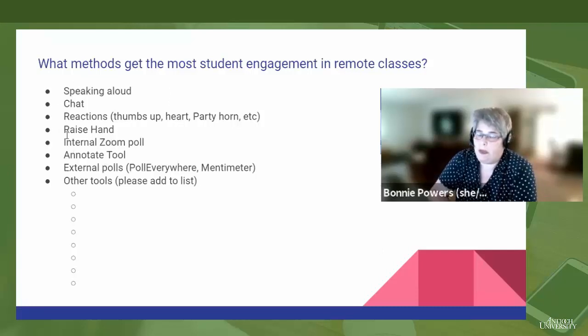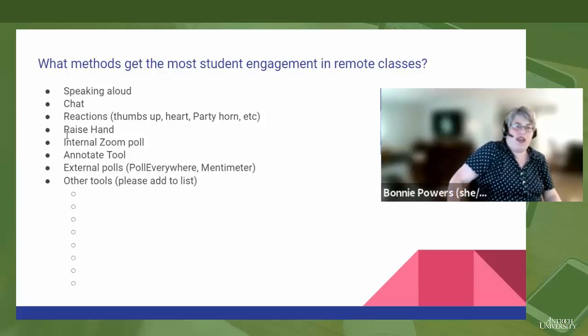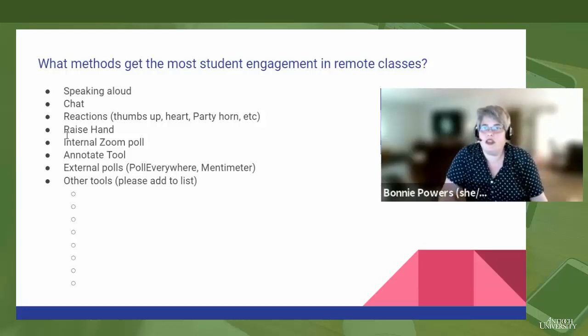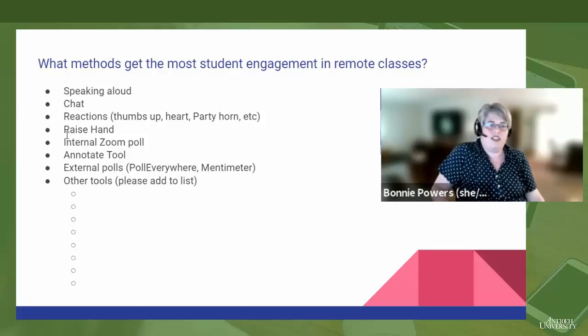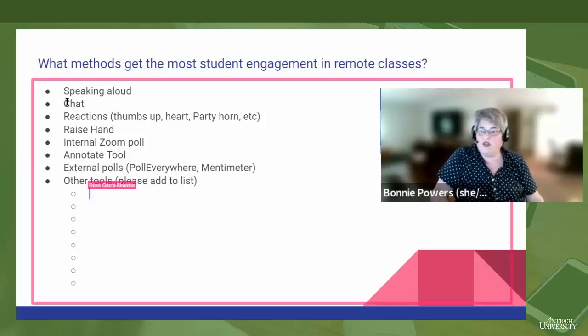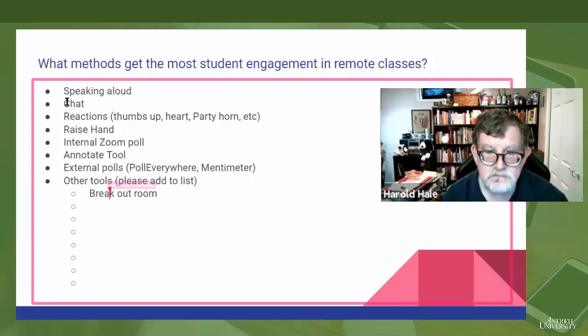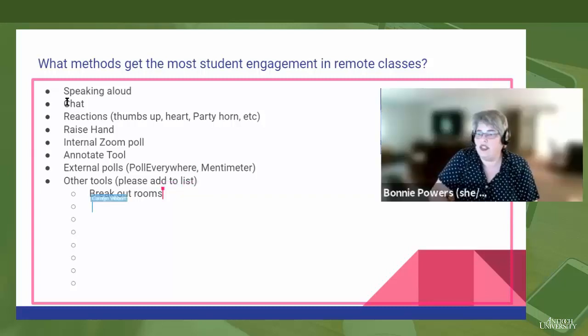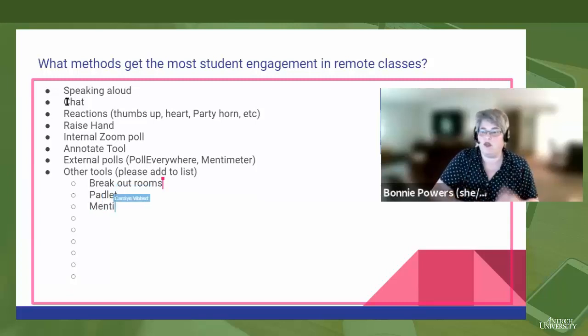This first question was just to sort of demonstrate a list of ways that people can engage in an online class. I've listed some common ones: speaking aloud, just letting people unmute, or using the chat or reactions. I see a few people have been able to get in. Breakout rooms. And if you think those should be higher on the list in terms of which ones are most effective, please feel free to put in all your options. And if we need more room, I'll make a second column.